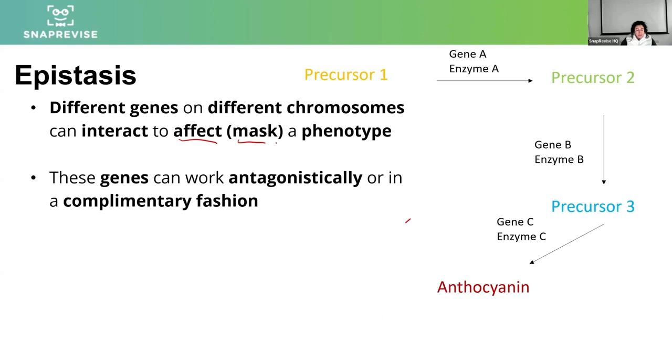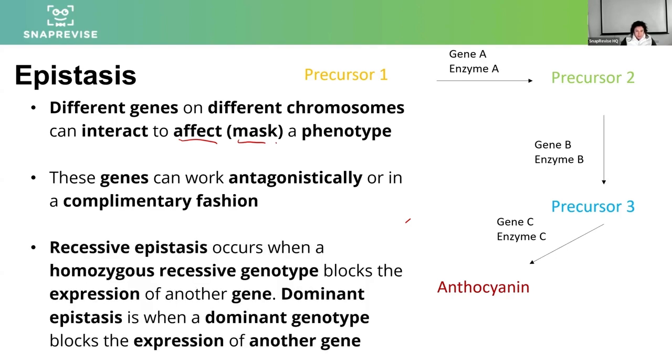These genes basically are said to act either antagonistically or in a complementary fashion. What does it mean? Either the expression of one gene masks the expression of the other, or the expression of one gene is required to facilitate the expression of the other. That's what complementary means.